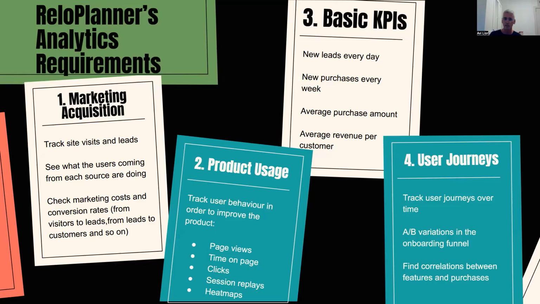And the last thing that is related to their analytics requirements is the user journeys, track user journeys. We need to see over time what the users are doing, and to be able to do A/B variations on the onboarding funnel. Change one screen, make one screen red and the same screen blue for 2 different user groups, and see the effect on the onboarding funnel and see what's going on.